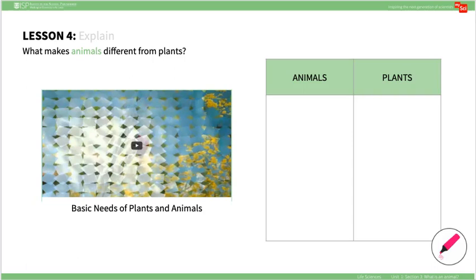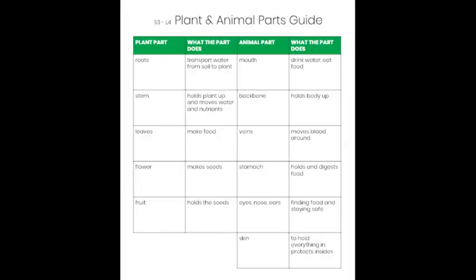After the video, reinforce the idea that plants and animals are living things with similar needs for air, water, space to grow, and food. Then explain that plants and animals are different, highlighting the fact that plants and animals have different parts. Make a T-chart to compare plant parts and animal parts. This guide on plant and animal parts in the teacher pages can give teachers support on leading this discussion.